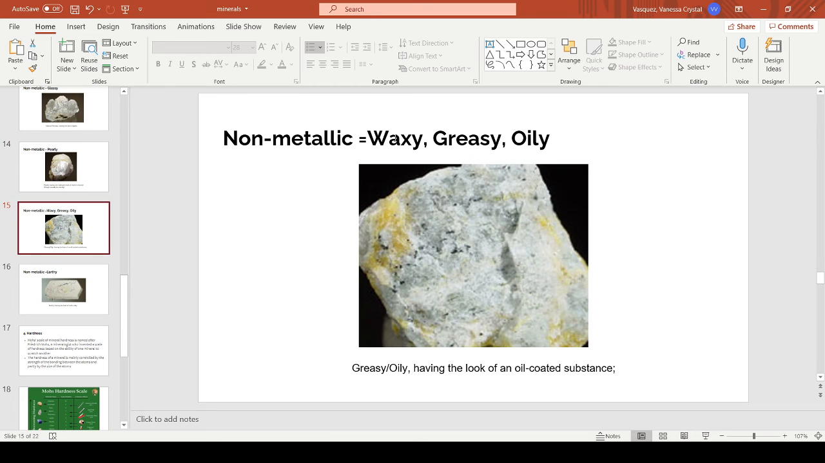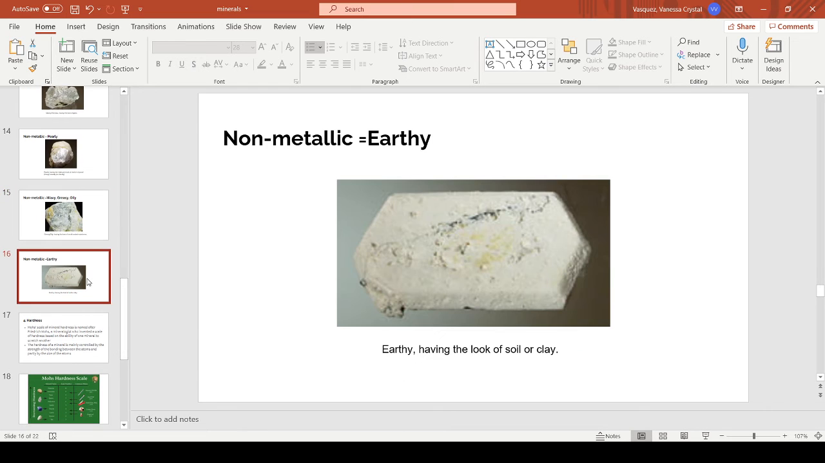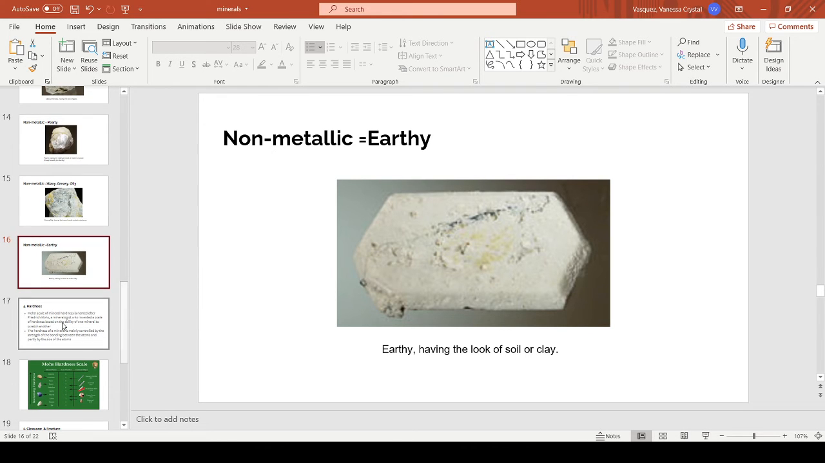and for a waxy type of luster, it has an oil-coated substance type of presence. And for the fourth one, earthy, non-metallic, this has the look of soil or clay when light reflects off the mineral.